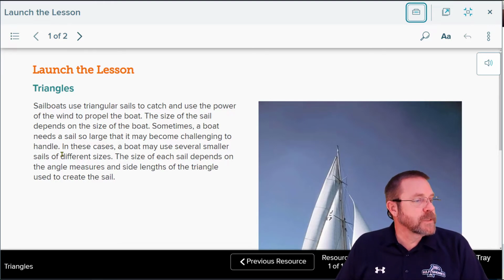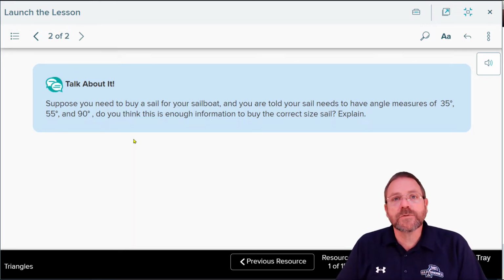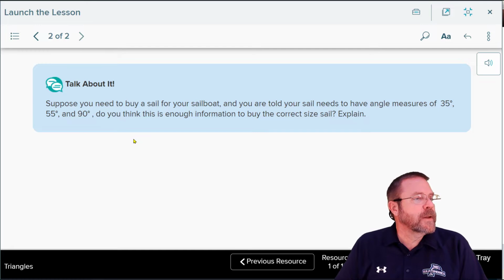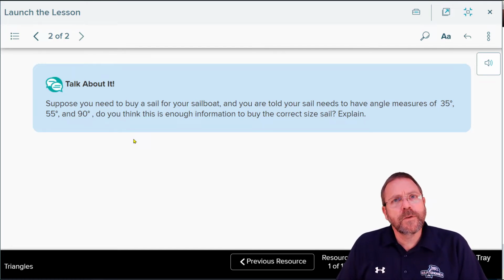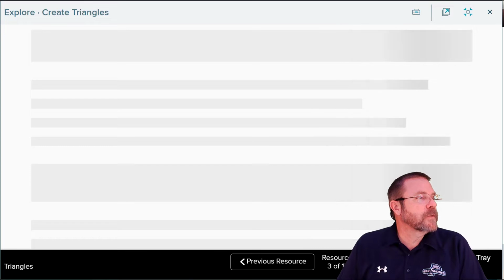The size of the sail depends on the angle measures and the side lengths of the triangles used to create the sail. Suppose you need to buy a sail for your sailboat, and you're told your sail needs to have angle measures of 35 degrees, 55 degrees, and 90 degrees. Do you think that is enough information to buy the correct size sail? What do you think? Not even close. We're going to learn more about this concept when we dive into this lesson.